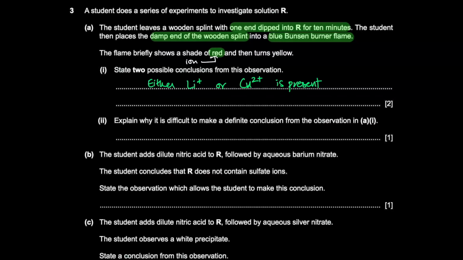To explain why it is difficult to make a definite conclusion from the observation in A part 1. So the answer here is different ions give similar colors. Right now, because different ions give similar colors, it's hard to draw a conclusion, right? Because you don't know which ion it is.